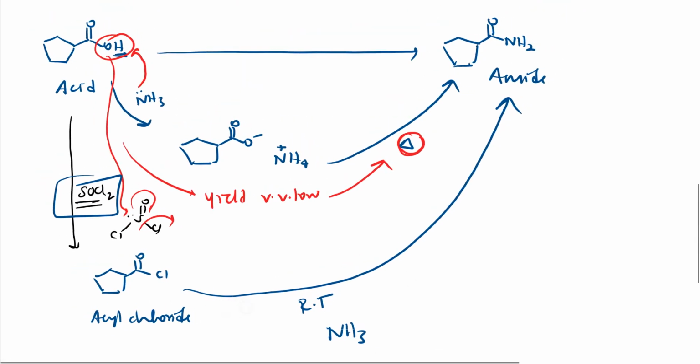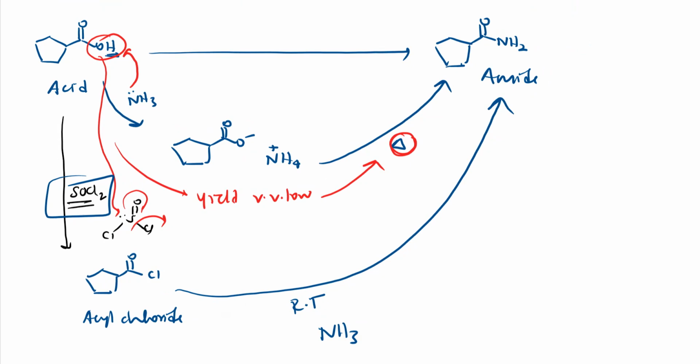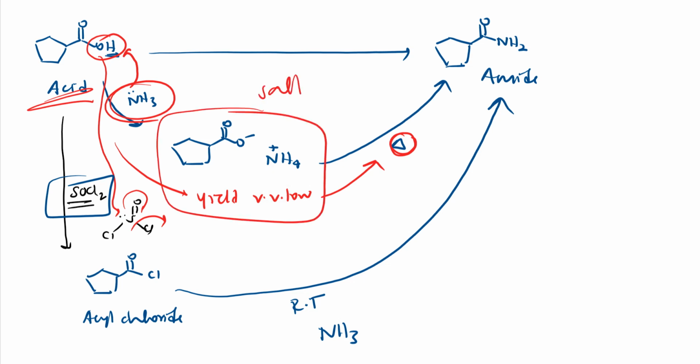So why do we do it like this? Because if I directly treat this acid with ammonia, I'll get an acid-base reaction and I will get this salt. These things you know. Whenever we get a salt, it is because of this acid-base reaction.